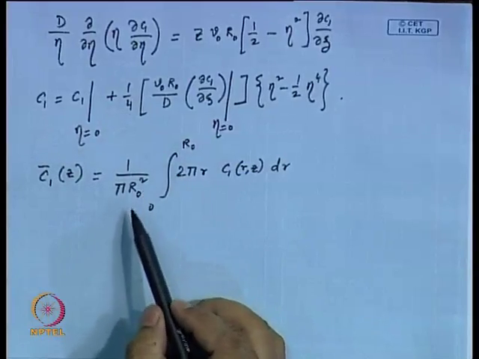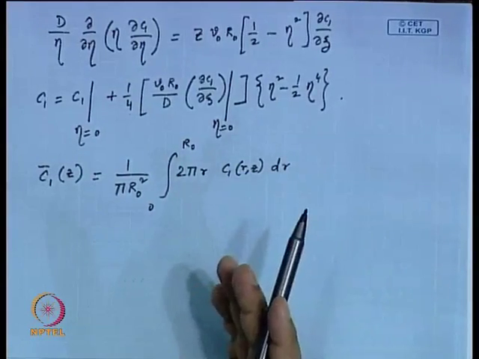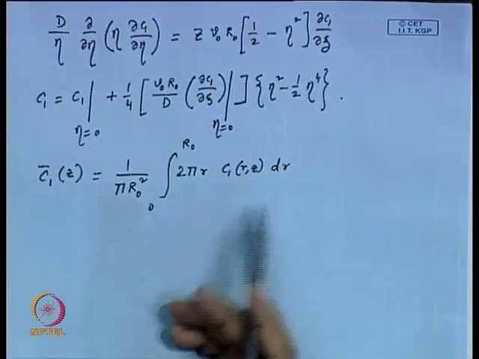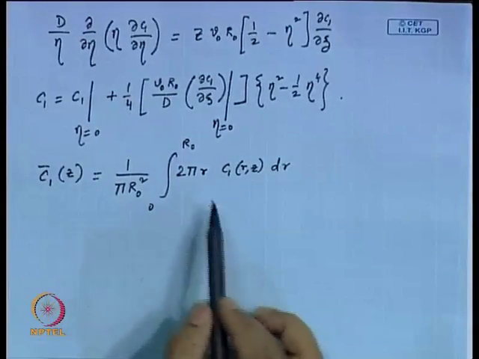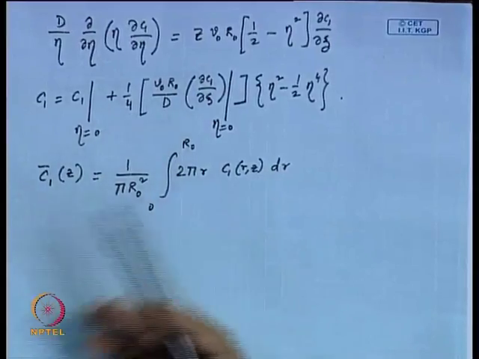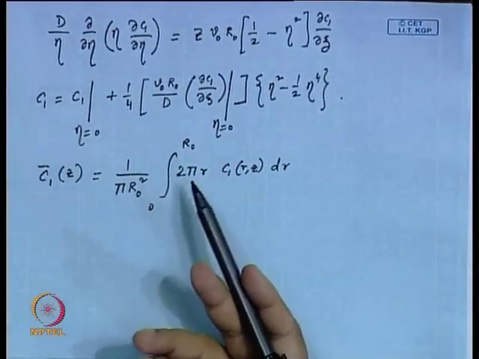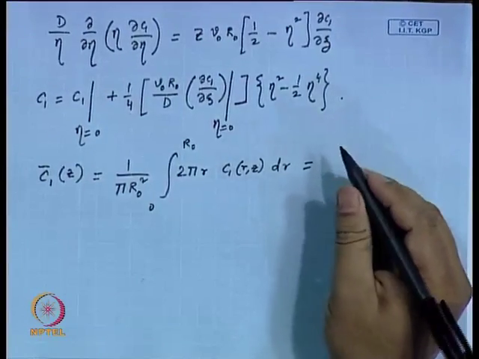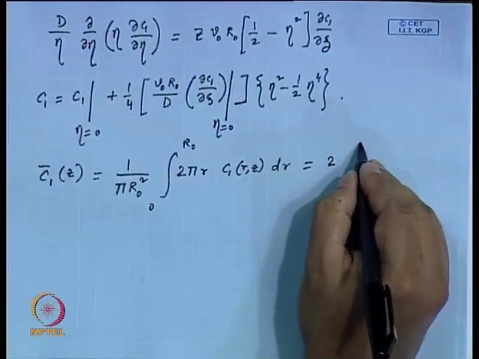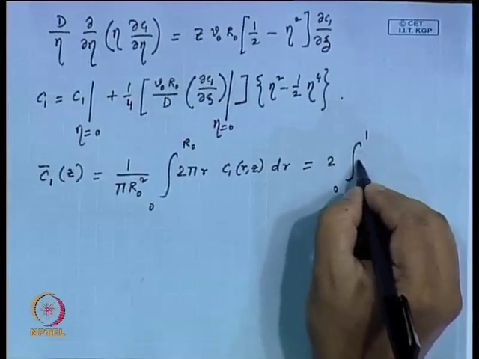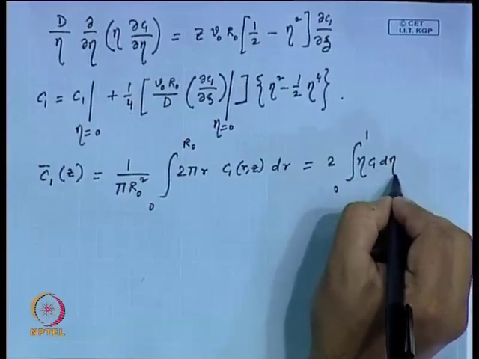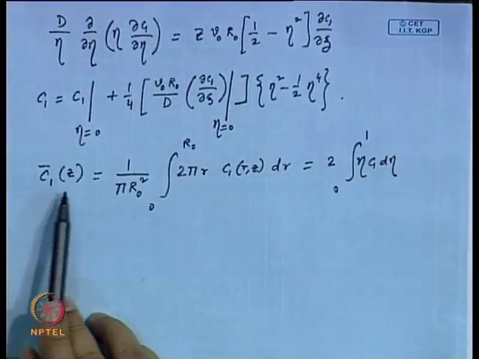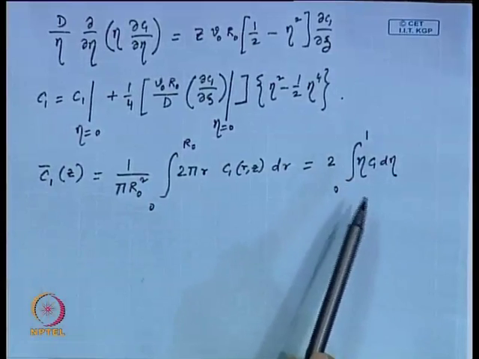This is a very common method, and you have already found the average velocity using it. You remember, when you work with a parabolic velocity profile and are asked to find the average velocity, this is exactly what you do: 2 pi r dr into u and integrate it. So, this is exactly what you are doing here. You can see a lot of things cancelling out, and you would end up with 2 integration 0 to 1 eta C1 d eta. This is what is the C1 bar z.